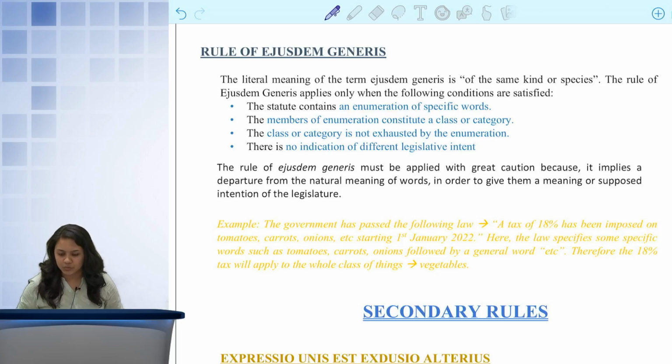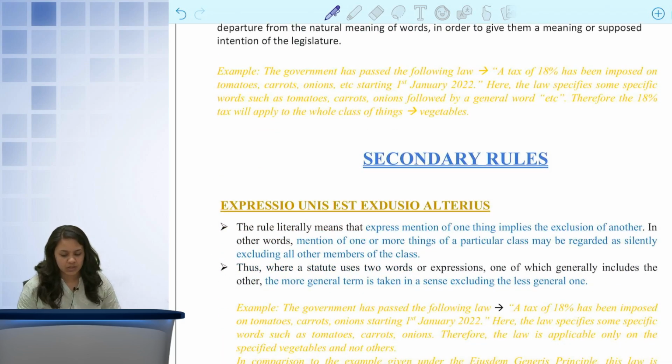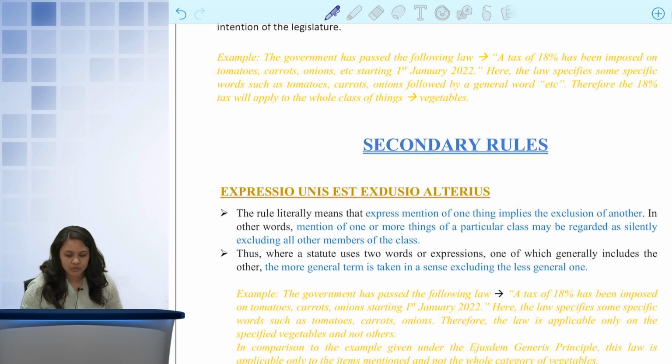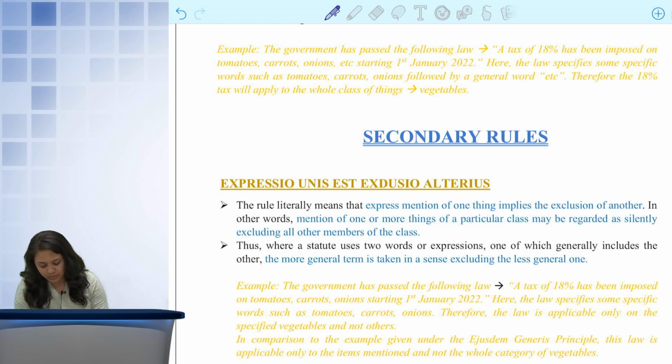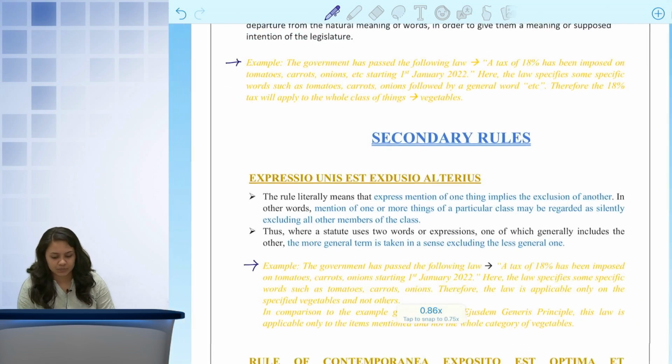The next rule of interpretation that we're looking at is the rule of ejusdem generis. Now, the ejusdem generis rule can be understood along with the secondary rule of interpretation, that is the expressio unius est exclusio alterius principle. So, we'll be looking at both of them together. For the purpose of both these rules of interpretation, I'd like you to look at the example that is there in both of the principles of interpretation.